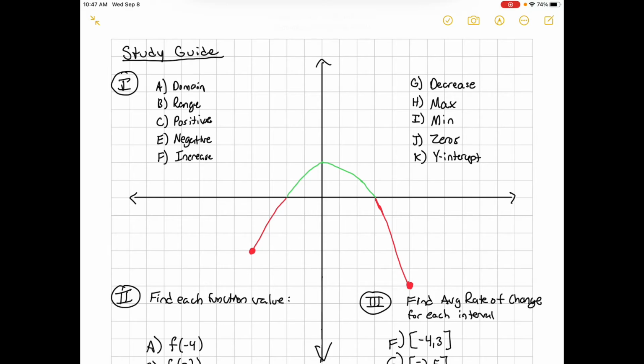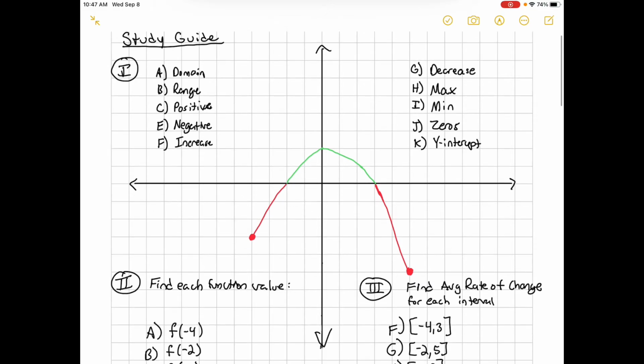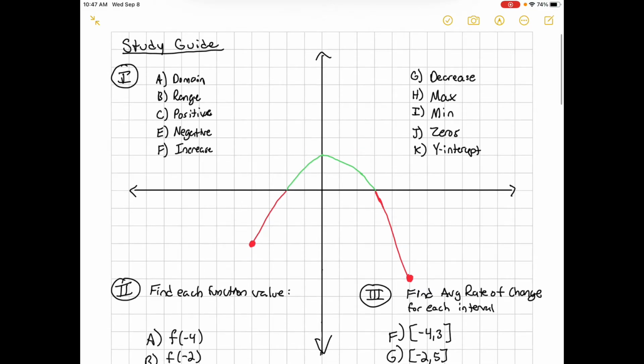There's 6 parts. The first 3 parts have to do with this graph. So make sure you copy the graph exactly the way you see it. The first part, you need to answer or find the 10 things, starting with domain. So find those 10 things on the first part.